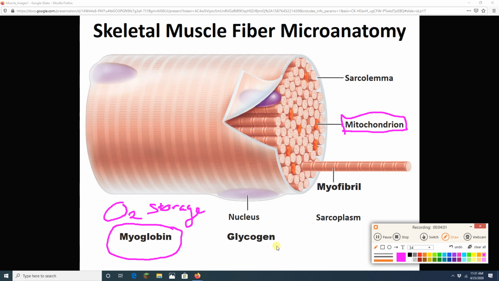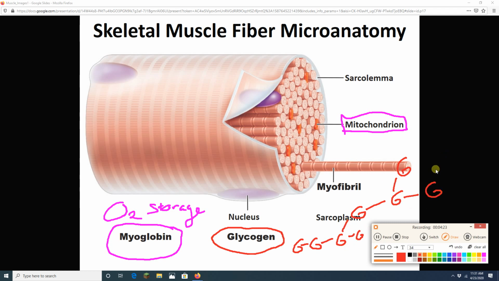Now, that's not the only thing we're storing. We are also storing glucose. Glycogen is a branched polymer of glucose. So it's all these glucoses, and it has branches to it. And the branches will have branches of their own.